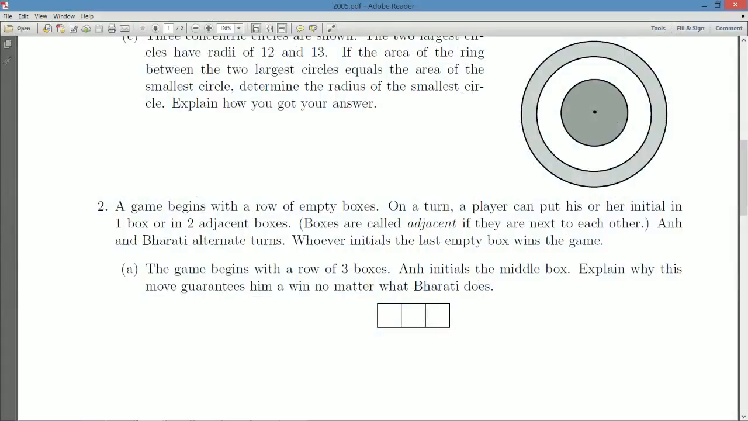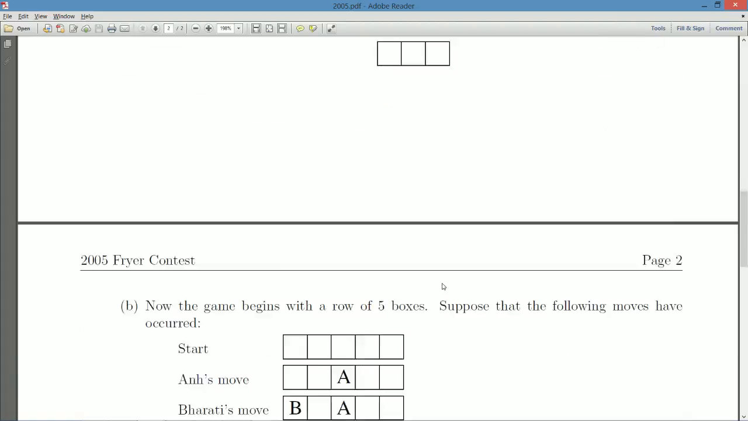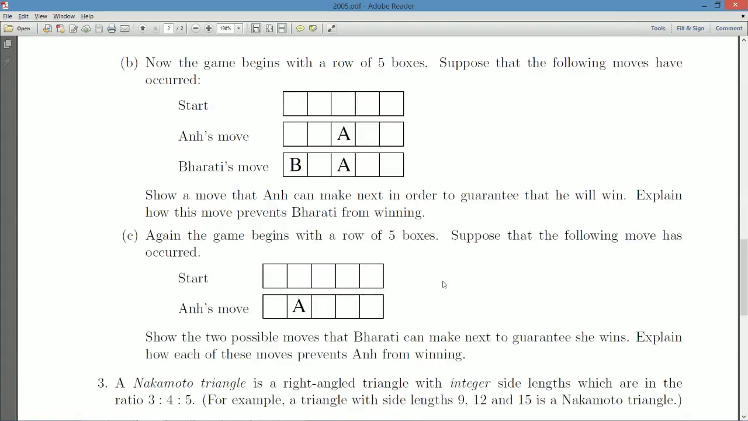We showed what the game looked like. We showed that Bharati has these 2 possible moves, but that no matter what, On will win on his next go. So that concludes part A. We gave a nice quick explanation. Really, all we did was explain the game in its very simplest form. We just said where could the B possibly go, and then the A's got to go in the remaining spot. So not a whole lot of strategy involved in part A. Hopefully, as we move into B and C, we'll get a little more strategy going on.